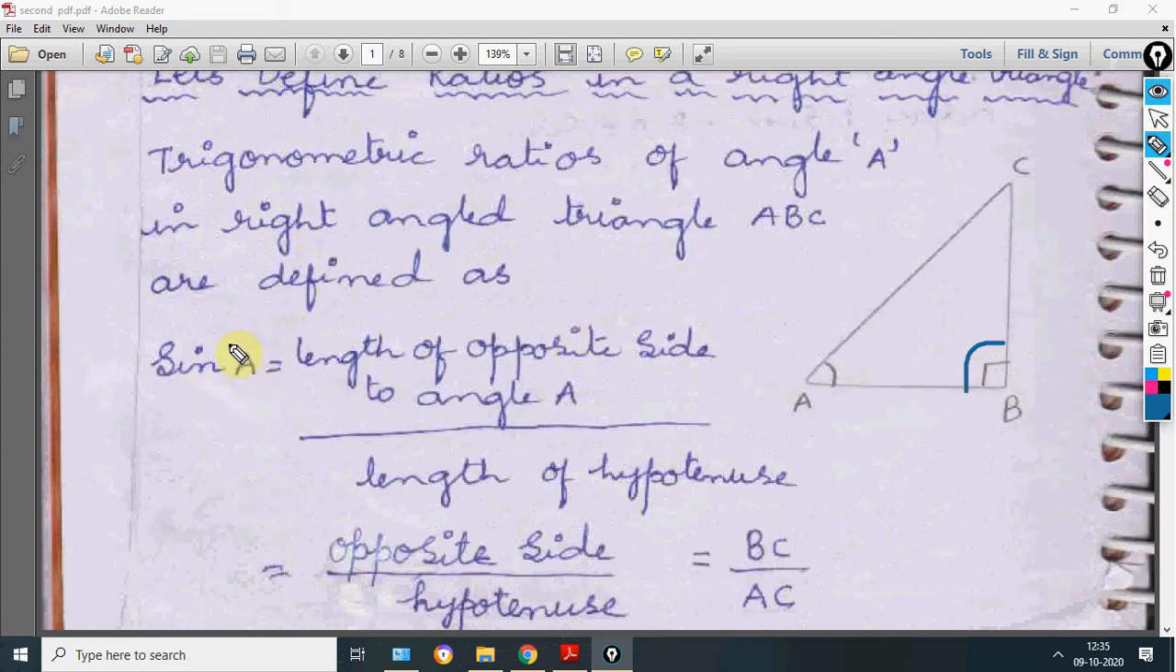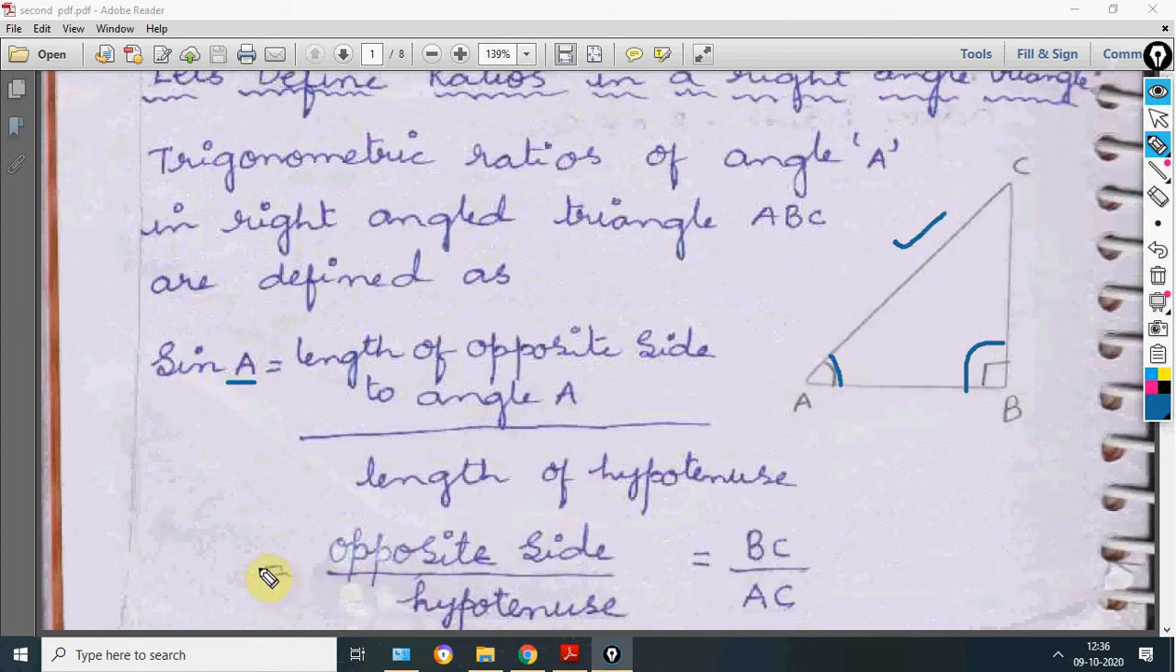Next, sin A. First ratio we are dealing with. What is the first trigonometric ratio? Sine. We are taking A as the angle, so we are defining sin A with respect to angle A. What is sin A? It is equal to the length of the opposite side to angle A. This is BC, the opposite side, by the length of the hypotenuse. Hypotenuse is the side which is opposite to 90 degrees. This is 90 degrees, so this side is the hypotenuse.